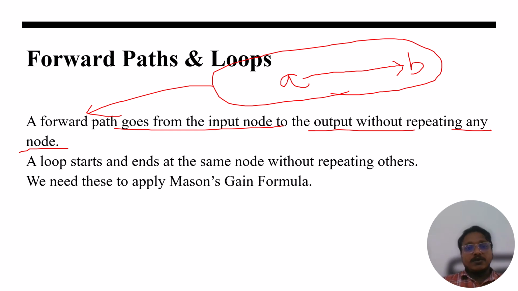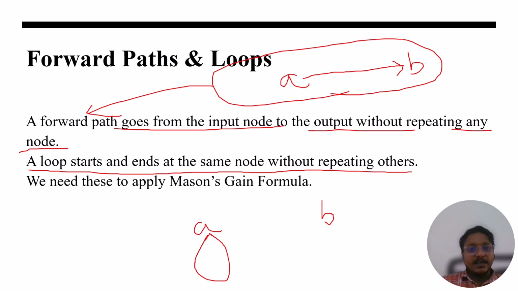Then what is a loop? A loop starts and ends at the same node without repeating others. For example, this is A and this is B, but it starts and ends at the same node. Let's take this as a self node, then it is called a loop.